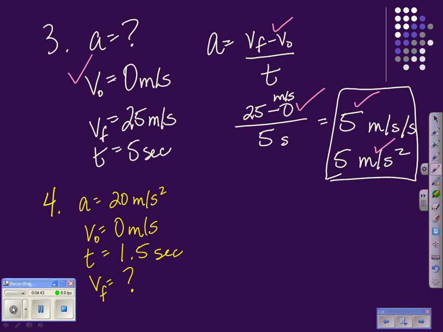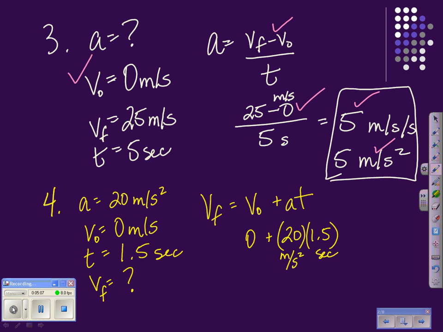We again have the formula of A equals VF minus VO over T, but I also have the manipulated formula written down like this for all of you. So you can just do that. So we'll say 0 plus 20 times 1.5. And since this is meters per second squared and this is seconds, this cancels out one of those.